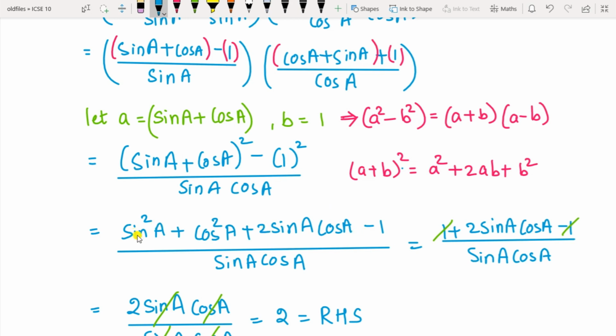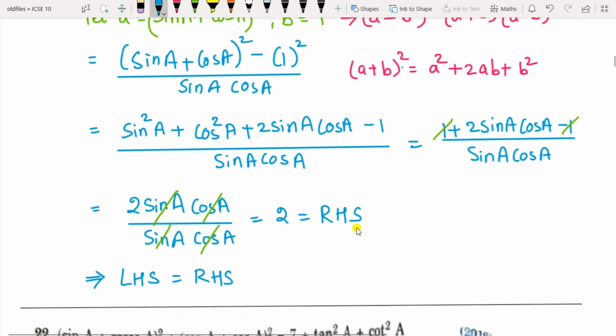Now sin square A plus cos square A is 1, that we have seen in the Pythagorean identity, and plus 2 sin A cos A minus 1. Plus 1 and minus 1 will get cancelled. So what is remaining is 2 sin A cos A upon cos A sin A. Therefore sin A cos A will get cancelled. So it is 2. That is your RHS. So LHS equal to RHS.